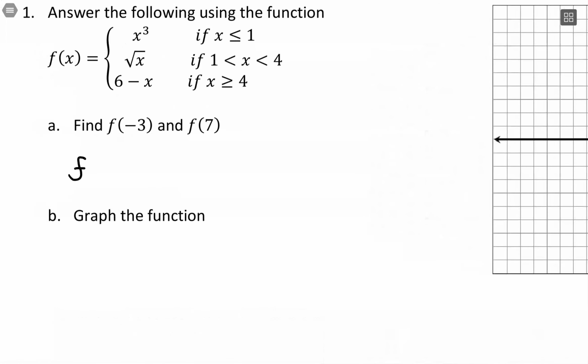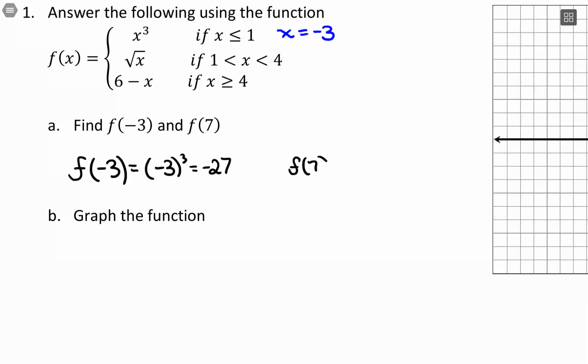It's like this f of -3. Well, if I'm plugging in x equals -3, I want to figure out which domain that fits, and that's going to be this first one, where x is less than or equal to 1. So what we'll have is -3 cubed, which is -27. So we have this coordinate, -3, -27.